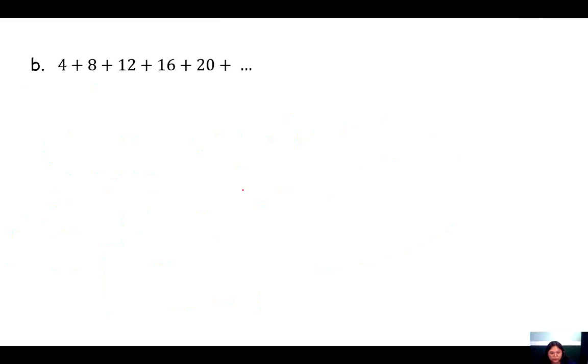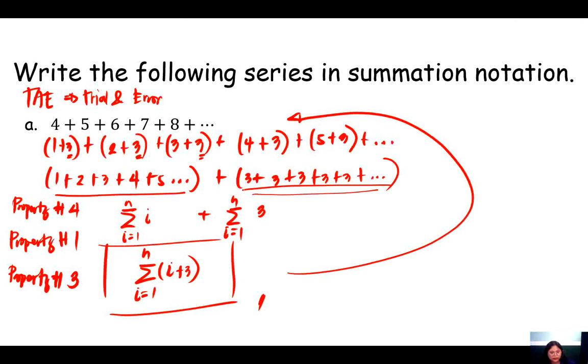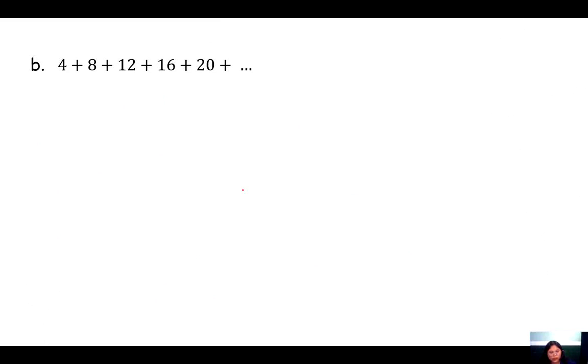Okay? Let's have letter B. Anong na-observe nyo? Balik tayo dun sa letter A. Sa letter A, may iba-iba. May odd, may even sa given natin. So, 4, 5, 6, 7, 8. So, pa-iba, may odd and even. That's combination. That's why we do it like this. We use trial and error. Okay? How about letter B?